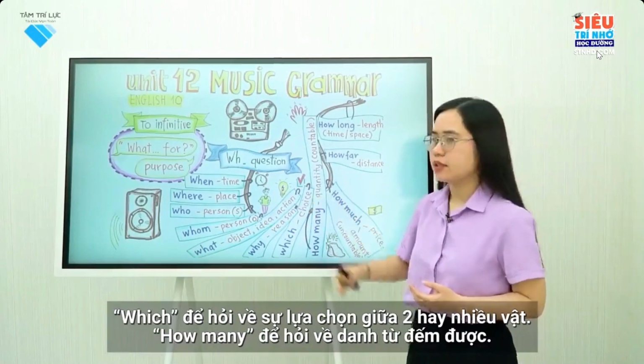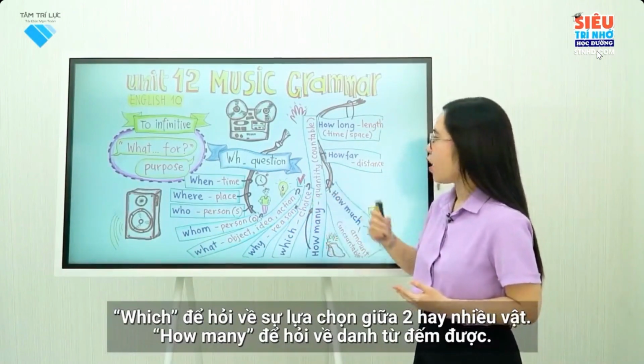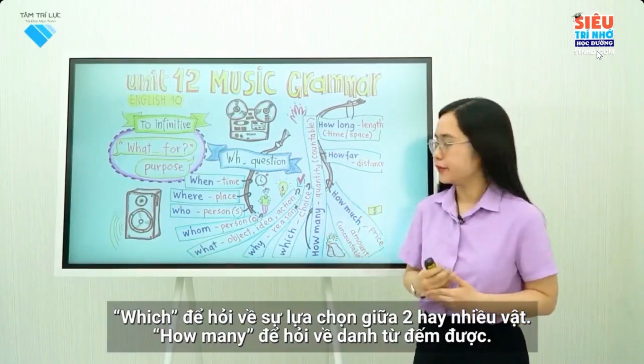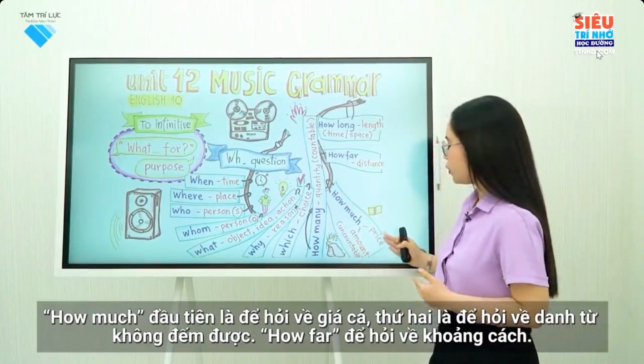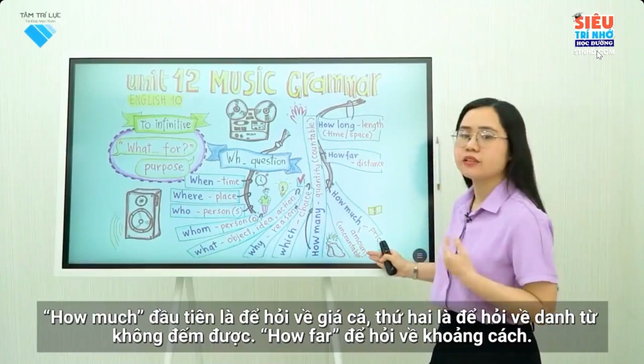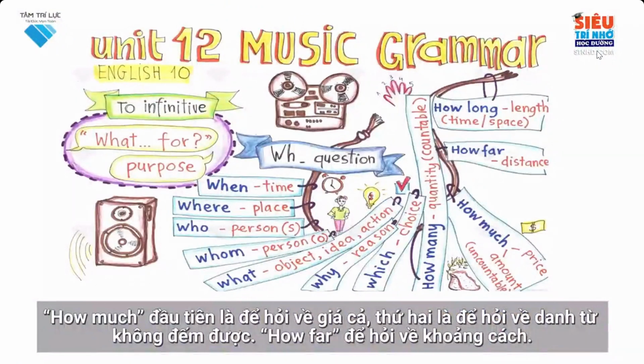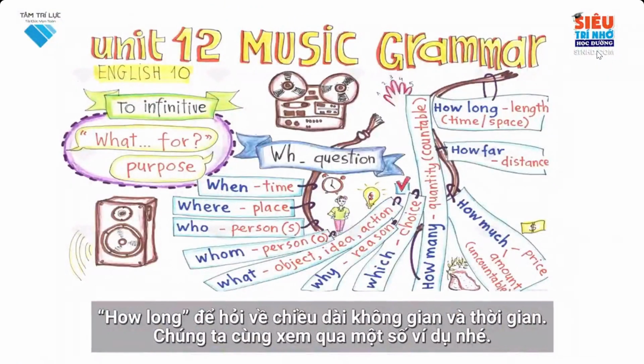to ask about a choice between two or more objects, how many to ask about the quantity of countable nouns, how much to ask about the price and the amount of uncountable nouns, how far to ask about distance, how long to ask about length of space or time.